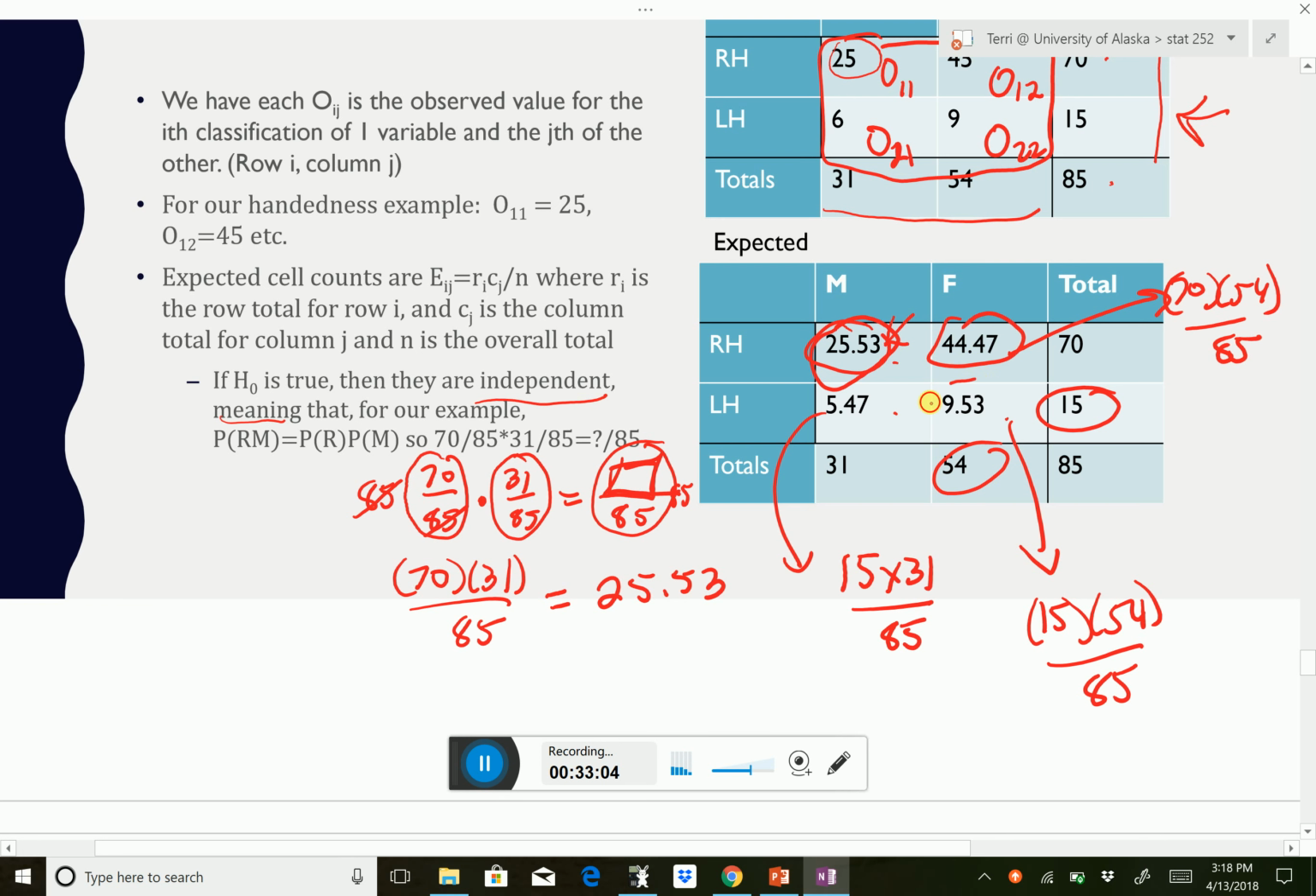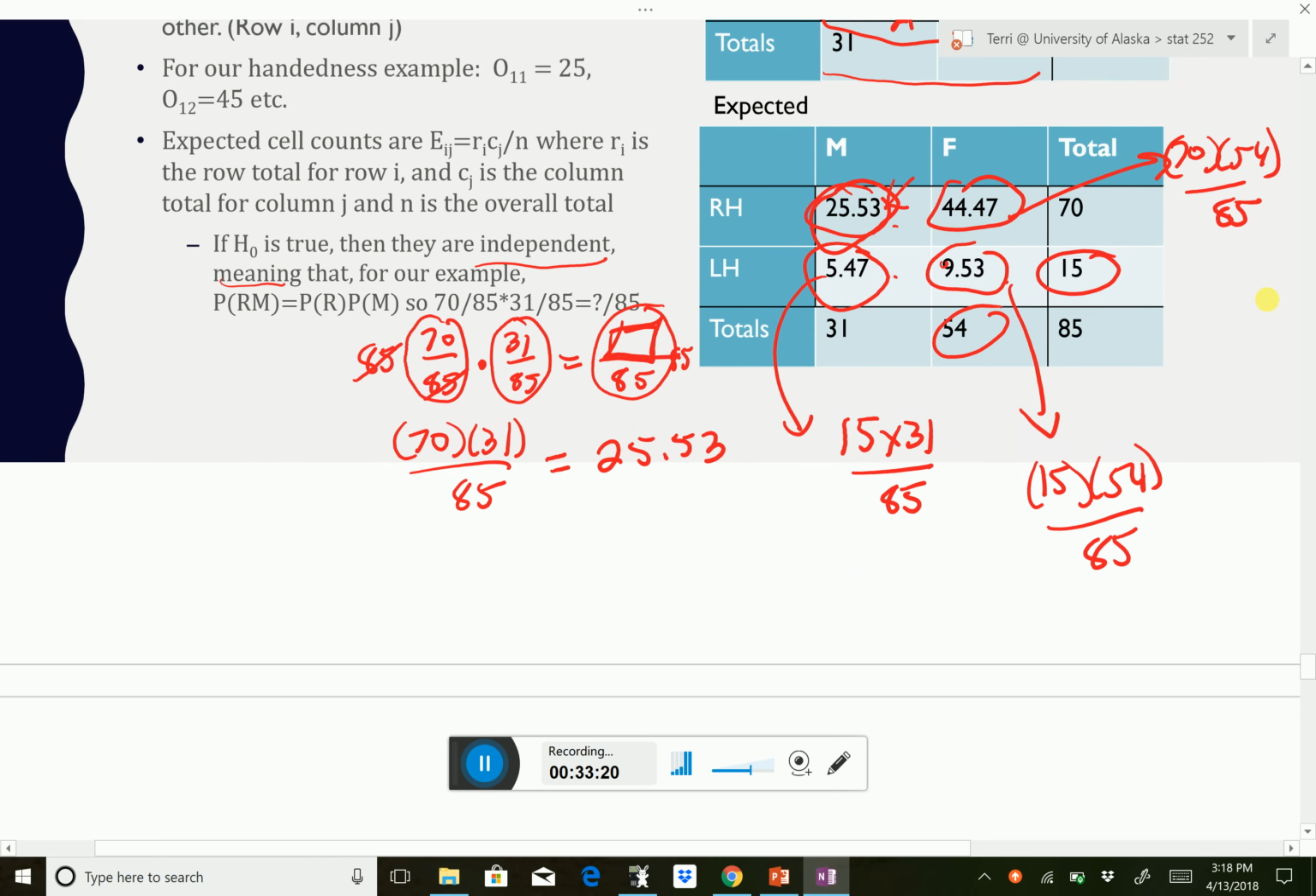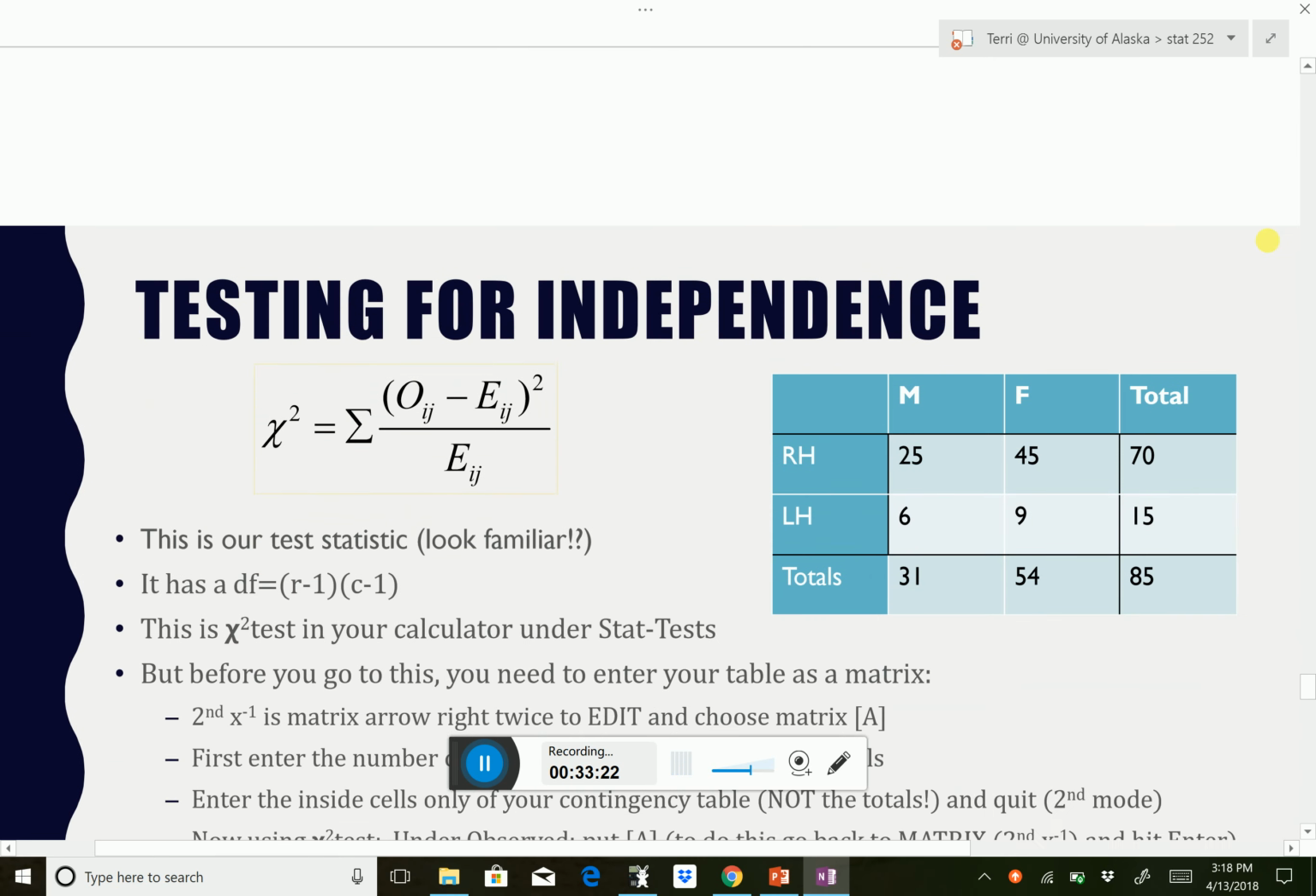Of course, we're not going to get these counts exactly because it's impossible. But how close are these to this? And it's pretty darn close. They look pretty close to me. So I would probably call this independent, right? Just by eyeballing it. But let's do the test.